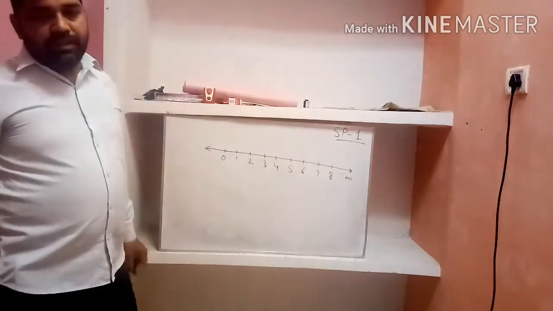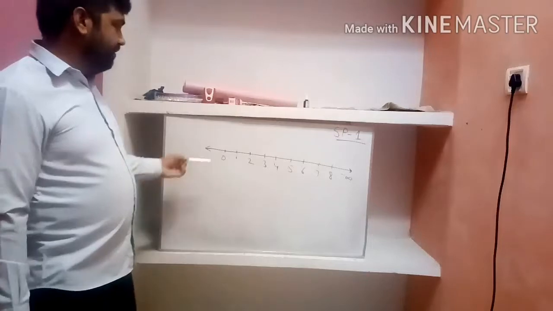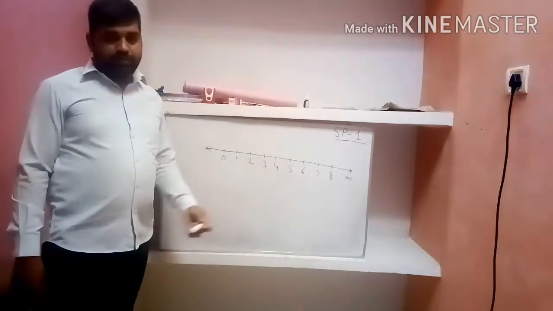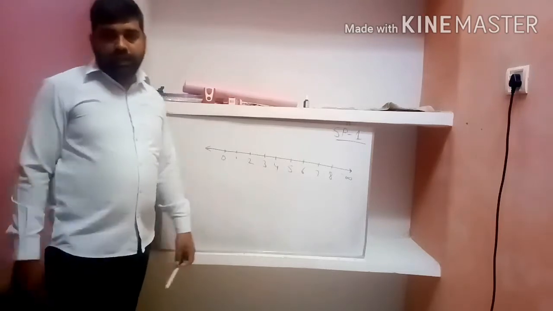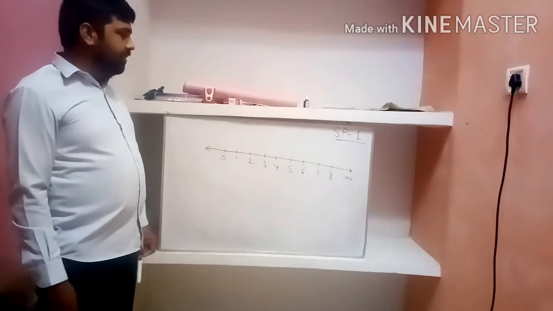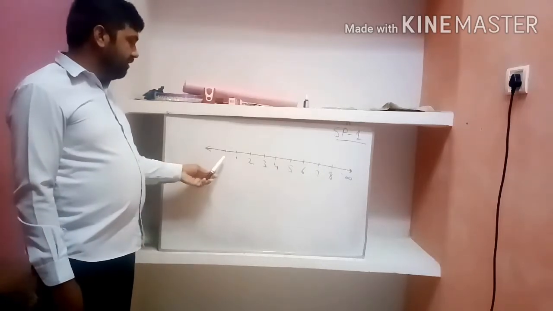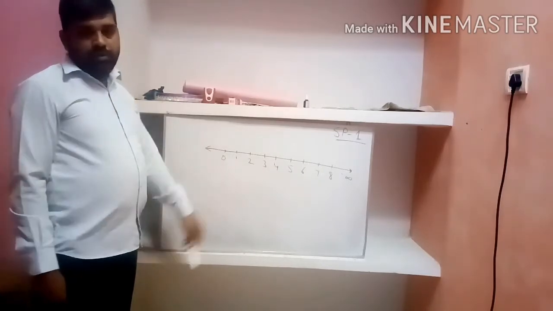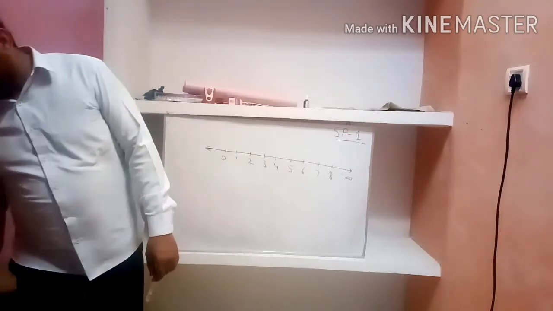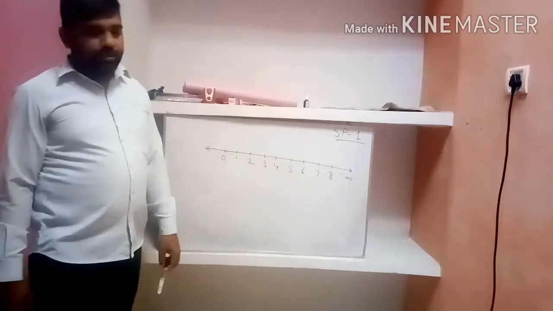So we use positive numbers for distance in the positive direction. All the numbers to the right-hand side of 0 are positive numbers, and negative numbers are for distances in the negative direction, and negative numbers are represented on the left side of the 0. On a number line, opposites are the same distance from 0, but in the opposite direction.